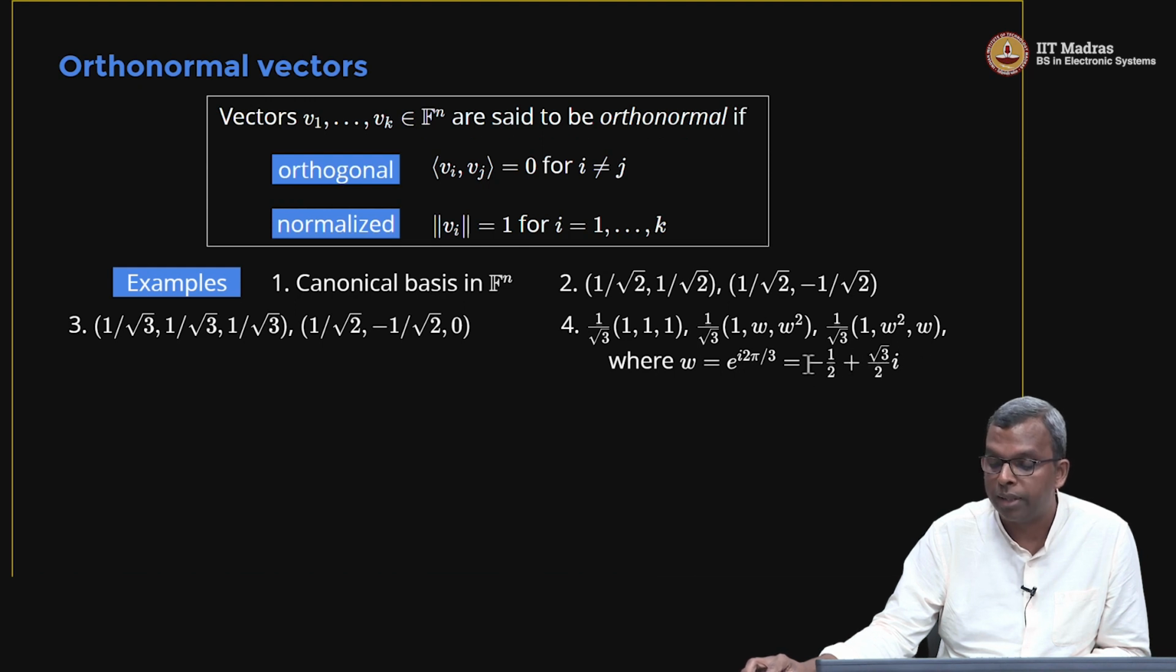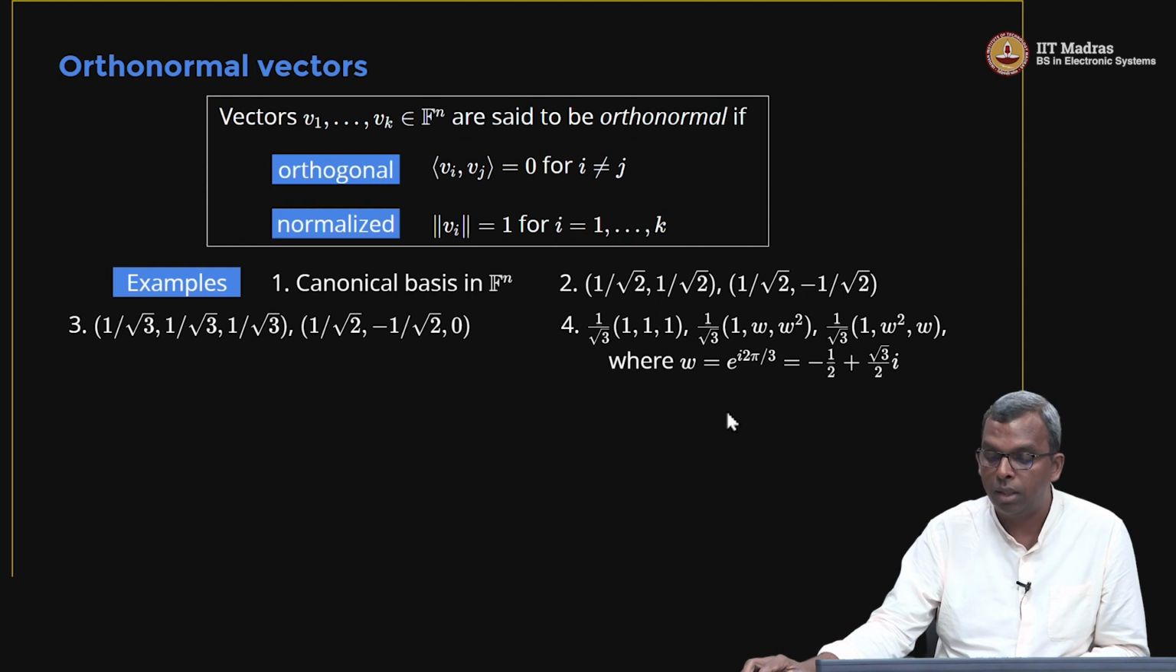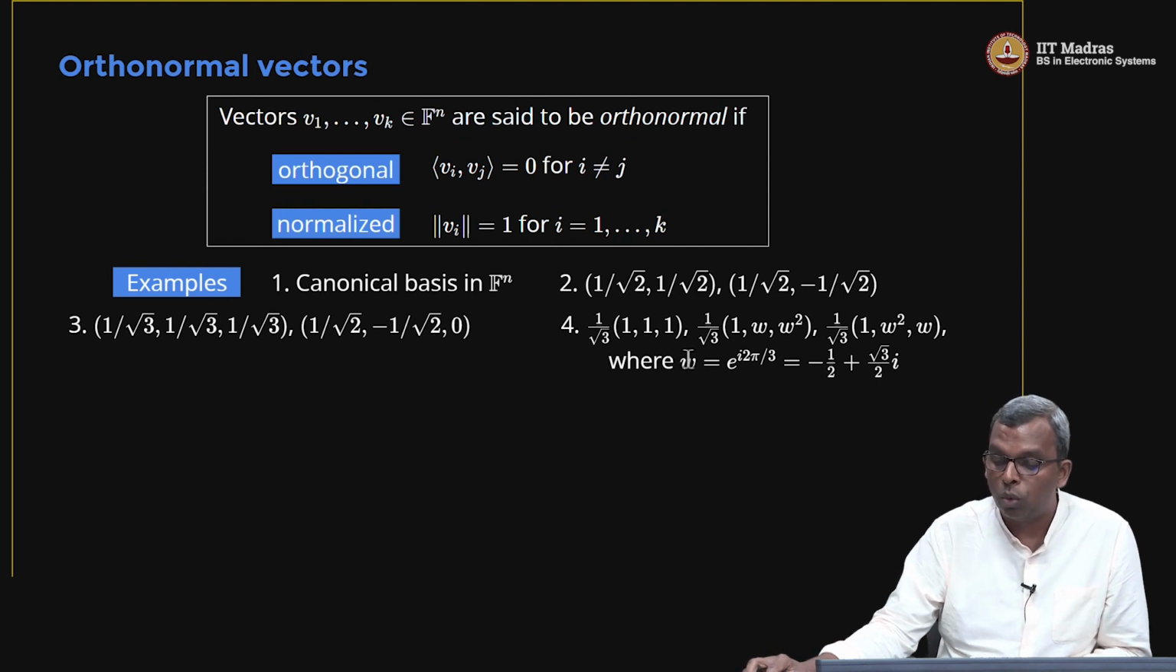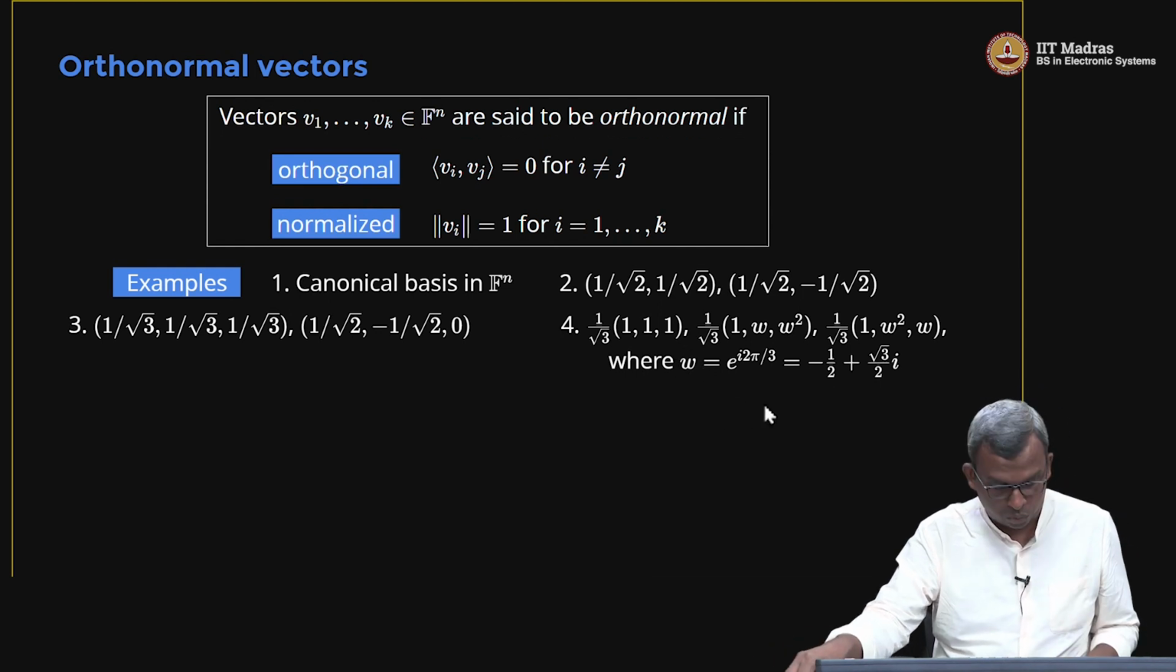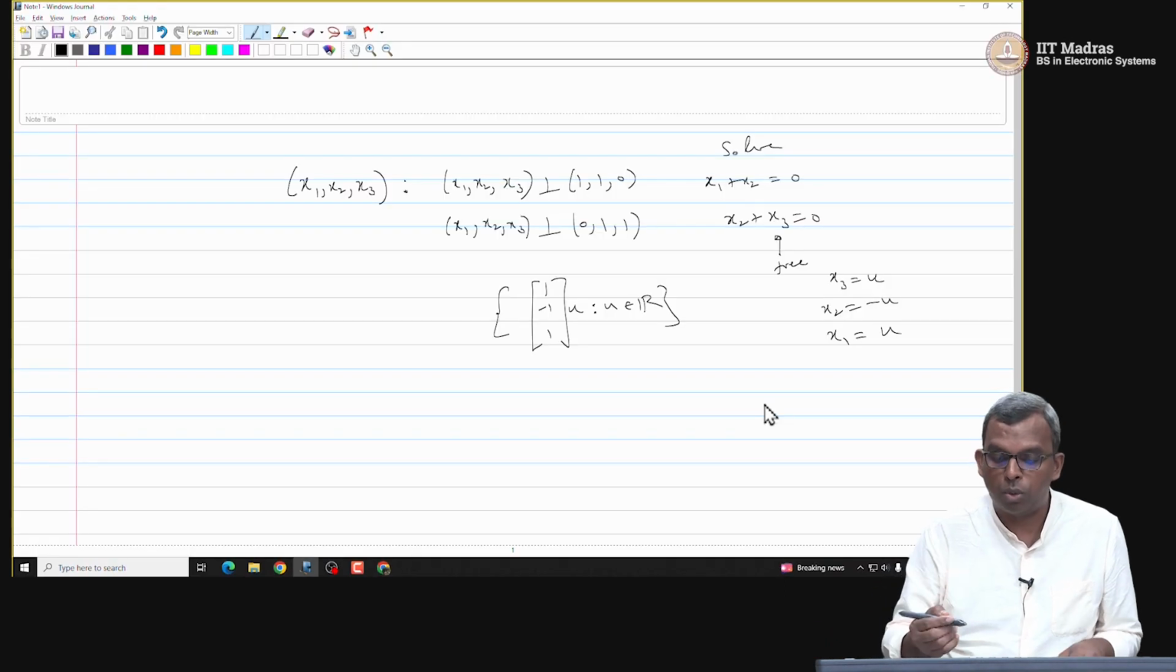Now cos 120 degrees is minus half, and sine 120 degrees is root 3 by 2. So this is actually minus 1 by 2 plus root 3 by 2 i. So you can write it in this form. But what's interesting about w is that w power 3 equals 1. Think that through very carefully. W power 3 is 1, and w conjugate is the same as w squared. These are all interesting facts about these things.